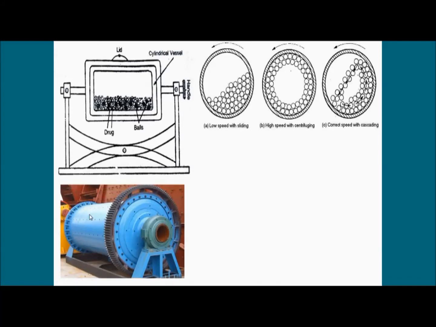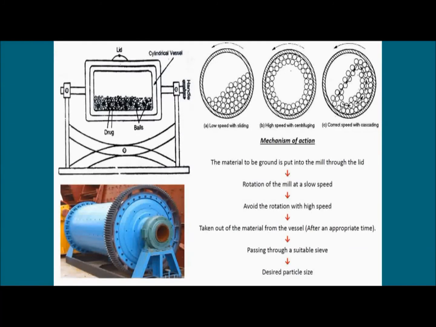So this is the ball mill on a larger scale, right? How it works, the mechanism of action is simple. The material to be ground is introduced into this cylinder via the lid, right? The mill is rotated initially at a slow speed. We have to avoid rotation at high speed, because at high speed the milling efficiency is less, right? After getting the appropriate rotation, we will take out the material from the vessel after some time. It is then passed through the sieve to get the suitable size.